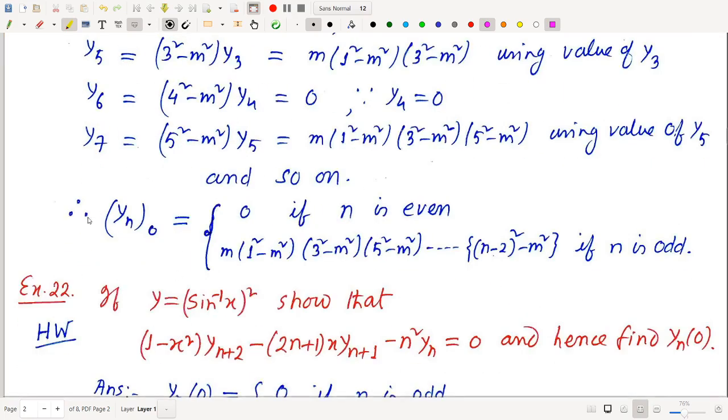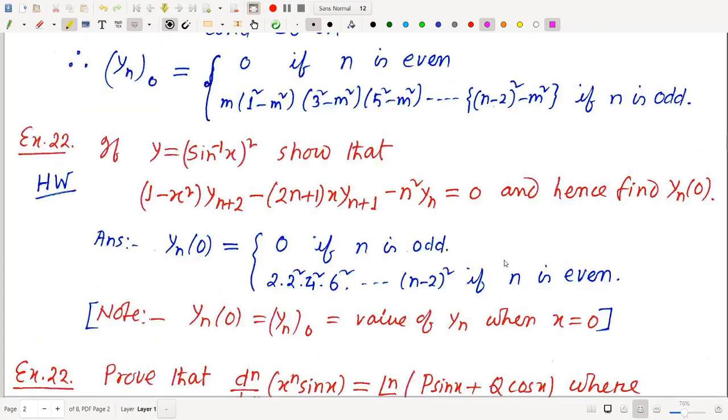So therefore in general what you get, yn(0), means value of nth derivative of y when x equal to 0, is 0 if n is even. All even suffix values are 0, and odd suffix values is m into 1 square minus m square, 3 square minus m square, 5 square minus m square, dot dot dot, n minus 2 square minus m square if n is odd. See, for y7 we stop at 5 square minus m square, for y9 it will stop at 7 square minus m square, so for yn it will stop at n minus 2 square minus m square. Okay, so got.